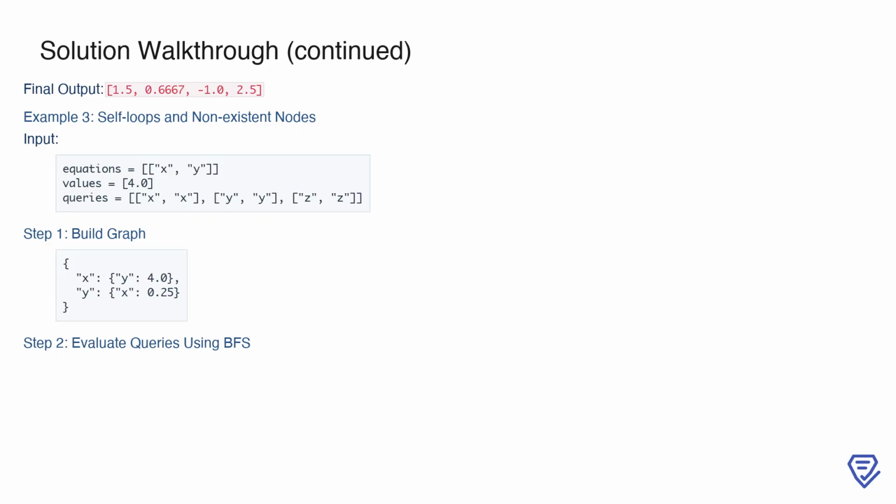Now, let's examine a third example that includes self-loops and non-existent nodes. The input contains a single equation, x/y equals 4.0. From this, we build the graph where x connects to y with a weight of 4.0, and y connects back to x with a reciprocal weight of 0.25. This graph is straightforward as it only contains two nodes and one edge.